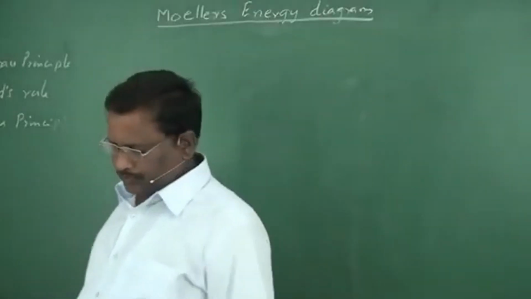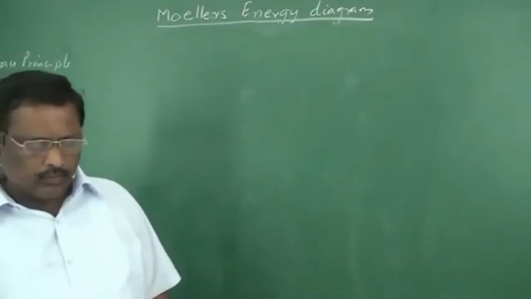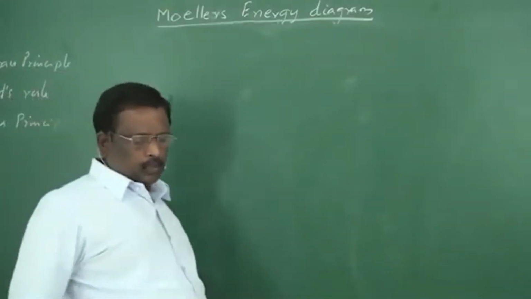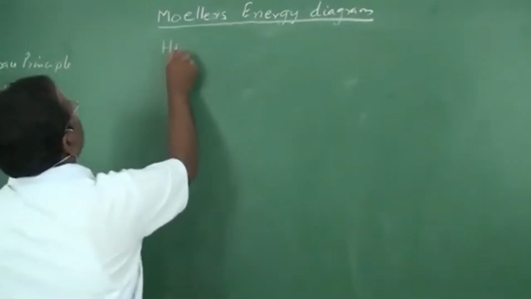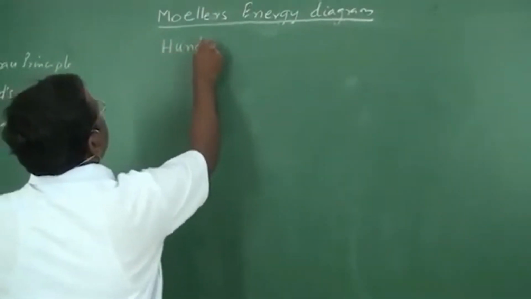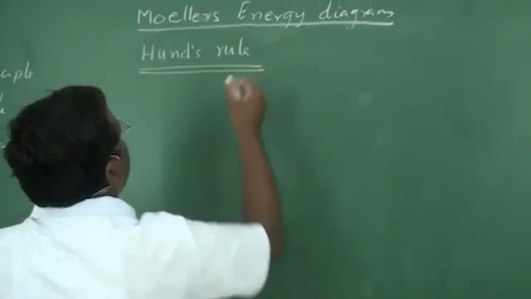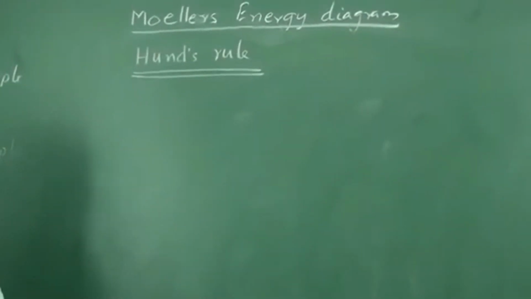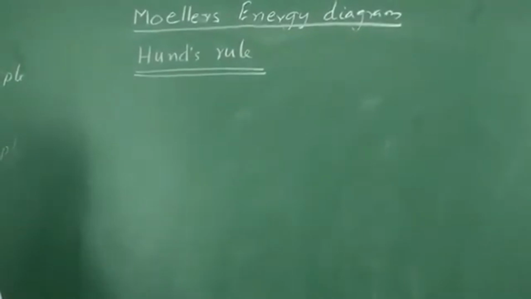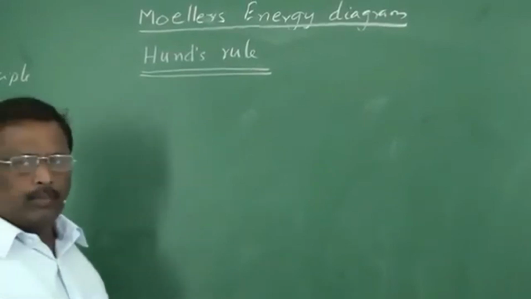Next, the second rule that is followed by the electrons while filling is Hund's rule. Hund's rule: when electrons are entering into degenerated orbitals, meaning the orbitals with the same energy are said to be degenerated orbitals.